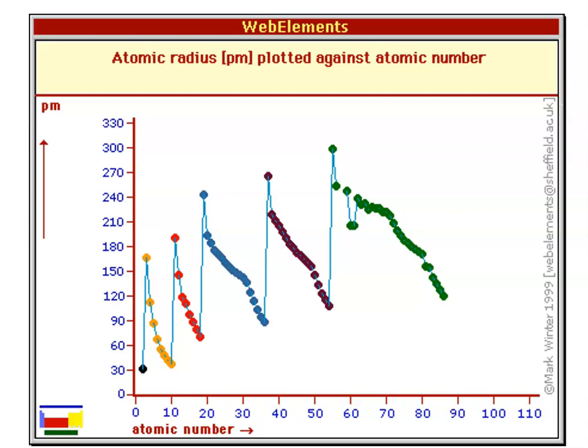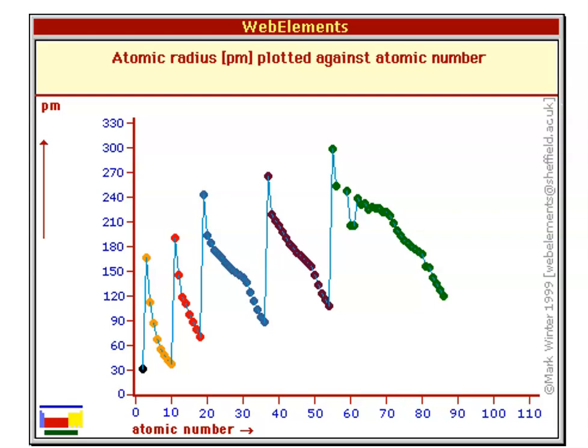If we look at it, let's go up to the yellow, and you see that the yellow dot at the top represents lithium. The next yellow dot represents beryllium. The next one down represents boron. So you're going from left to right across the second row of the periodic table. And you can see that the distance, the atomic radius in picometers, is getting smaller and smaller. So those atoms are getting smaller. Then you get to neon at the very end. That's the very bottom yellow dot.